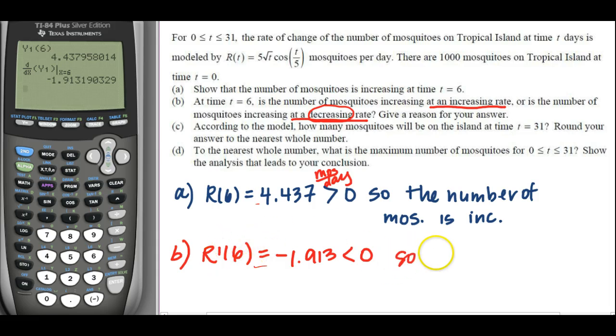So the answer is increasing at a decreasing rate. And that's the reason for my answer. So there's no explanation. The reason is the notation that we wrote down, that r prime of 6 is negative 1.913, which is less than 0.